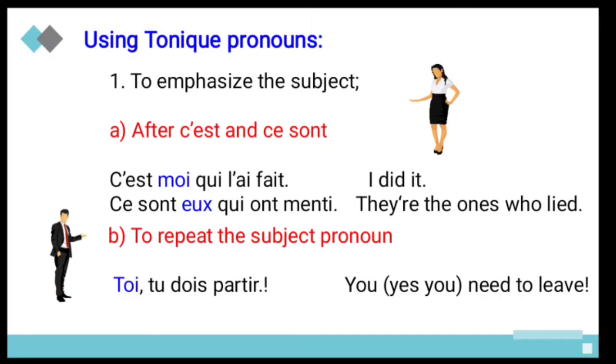And second, to repeat the subject pronoun. See, toi, tu dois partir. So you need to leave. So here is the same subject, there is you and you. For the same subject, you use the subject pronoun along with the pronom tonique, toi.